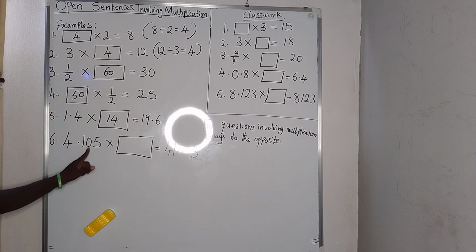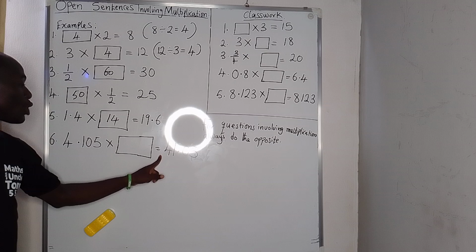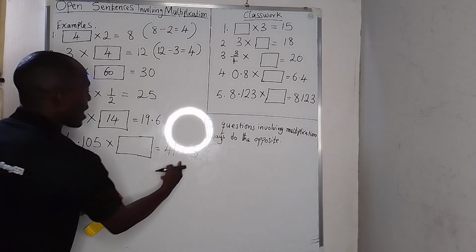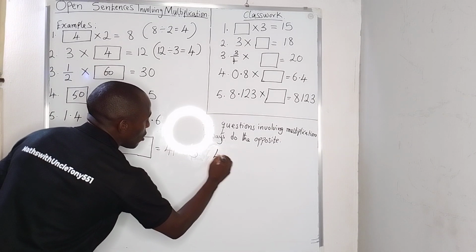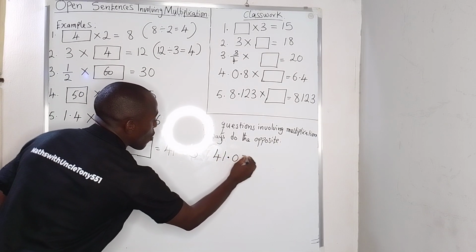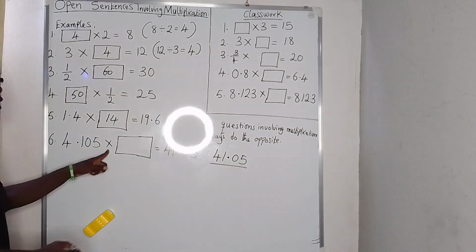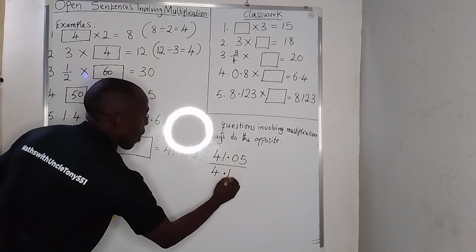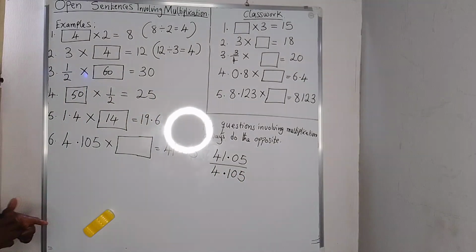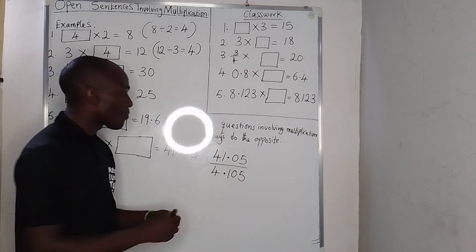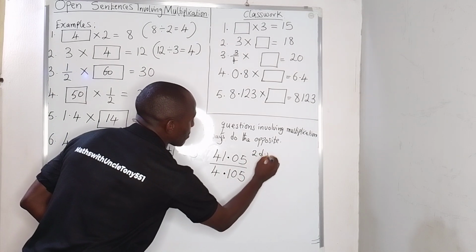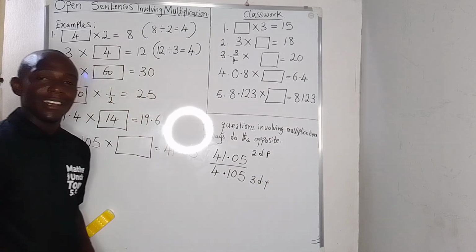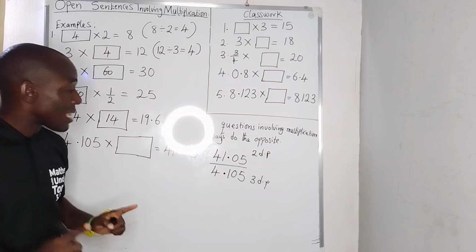We have 4.105 multiplied by an open box. It will give us 41.05. Okay. This one comes first, like I told you before. 41.05 divided by 4.105, because we are doing the opposite of multiplication. Now, if you observe closely, this one has 2 decimal places. This one has 3 decimal places. The numbers are not the same.